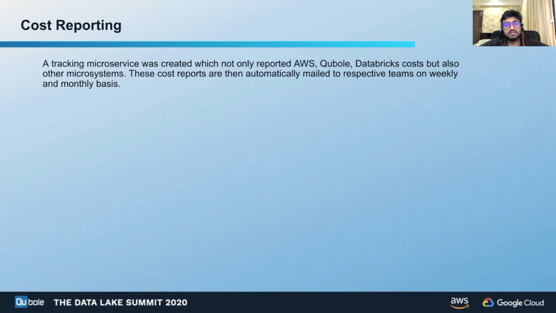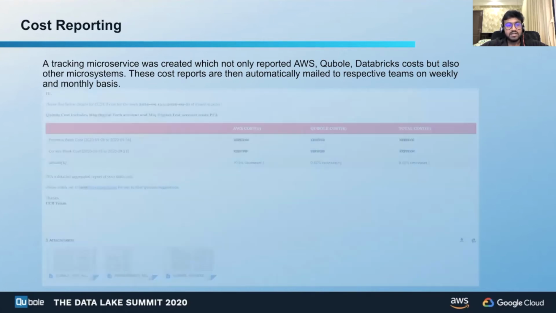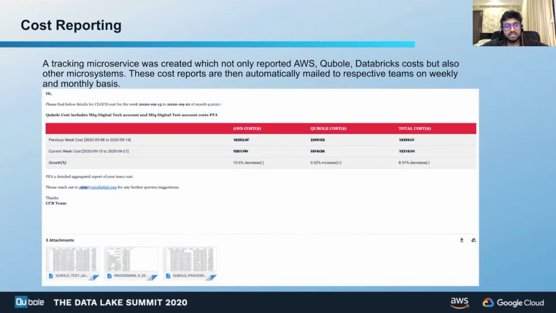These costs were then automatically mailed to respective teams on a weekly and monthly basis. You can see a sample of this mail that is sent across to each team. So you can see that we can get what was the AWS, Qubole, and total cost in the previous week, current week, and what is the growth percentage. Here you can also see the various attachments which have the detailed info, if you want to dig deeper.